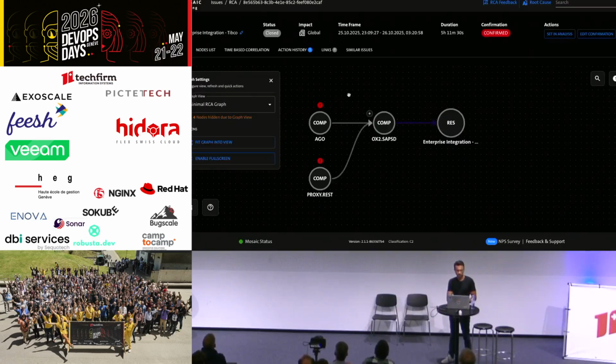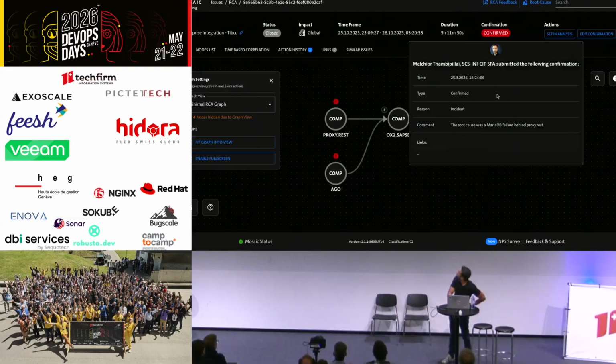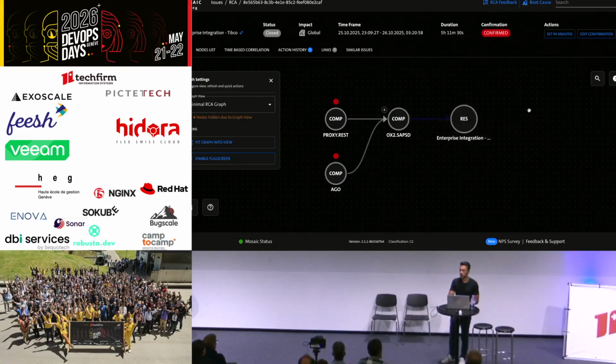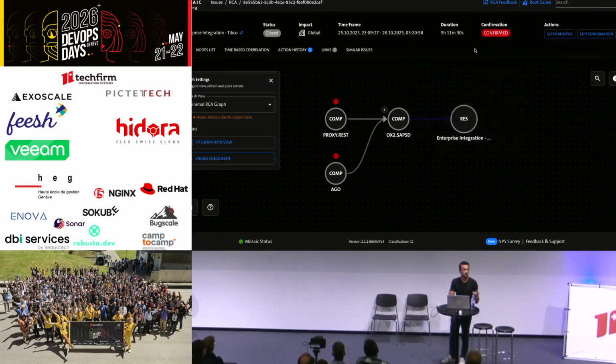This is a toy example from test where I myself put in feedback for demo purposes. I put a comment saying the root cause was a MariaDB failure behind proxy.rest. So there is a component. I even mistyped it in lowercase in my comment. Let's assume that I know for a fact after investigation that there was a MariaDB that we don't see in the graph because, let's say, it's not instrumented or for some other reason. And I put this as a comment.